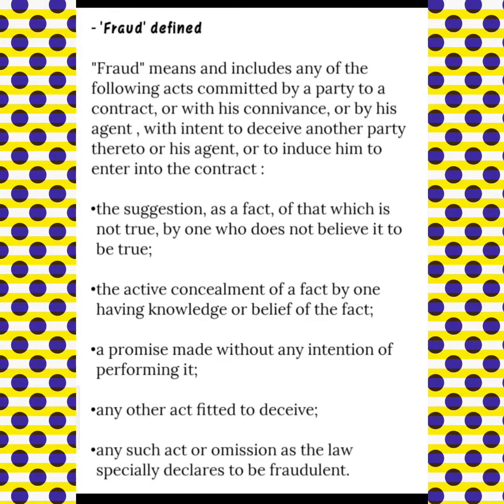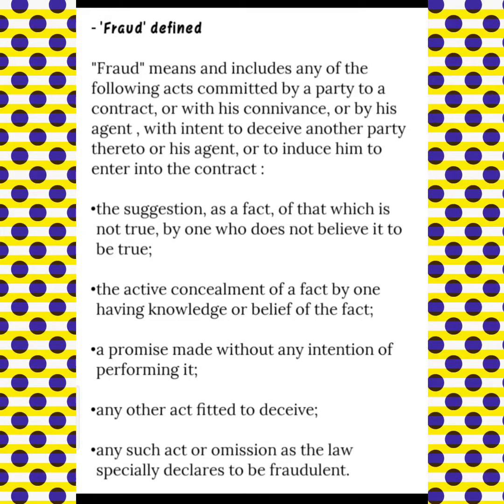Now if we look at the exact wordings of the section, as you can see I have presented section 17. The first paragraph gives you the definition. Fraud means and includes any of the following acts committed by a party to a contract, or with his connivance, or by his agent. Connivance means with his consent, with his help. His agent does it with the intention to deceive another party thereto, or his agent, or to induce him to enter into a contract.